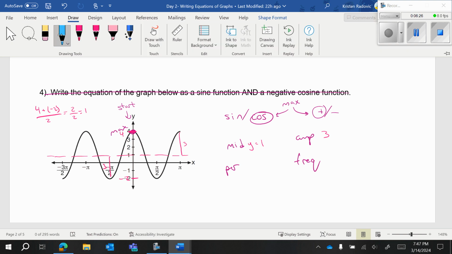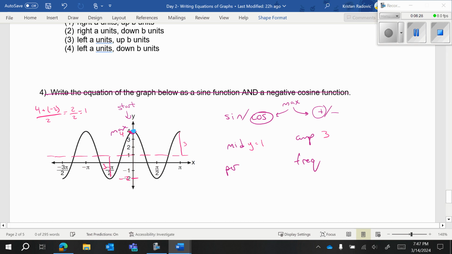Now, your period is from max to max. This is one cycle. We started at 0, we went to pi, your period is pi. Your frequency is 2 pi over your period. 2 pi divided by pi is 2.